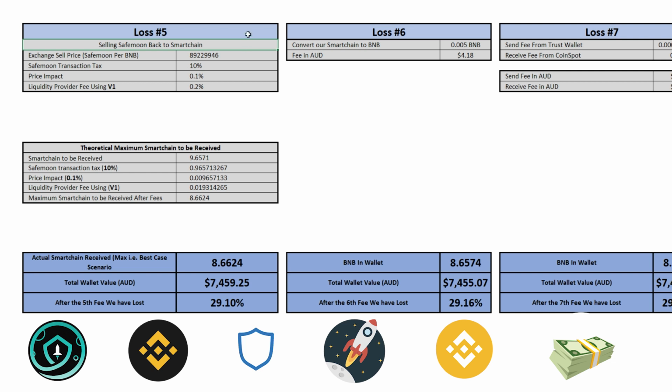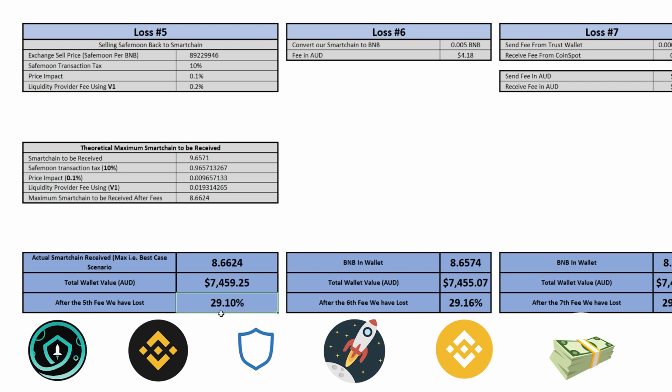So loss number 5 would come into effect as the exchange price being PancakeSwap is not equal to the buy price. If you remember, I mentioned earlier, the spread is the difference between the buy price and the sell price of an exchange, and it is the broker's margin for making the trade. After these calculations were complete, the total value in fees has come to almost 30%.